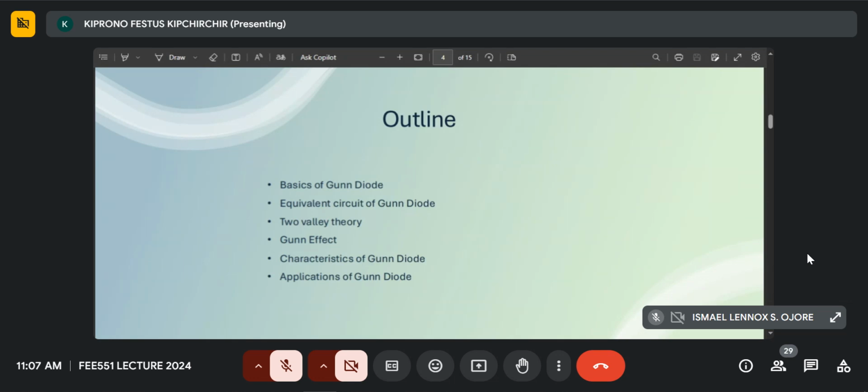Then the characteristics of the GaN diode, how the GaN effect occurs. That's the basis of the characteristics of the GaN diode. And finally, the applications of the GaN diode. Then I let the other person present.